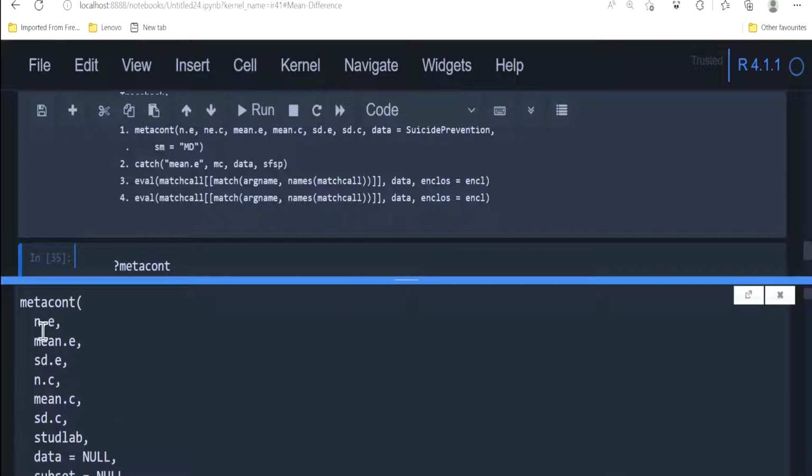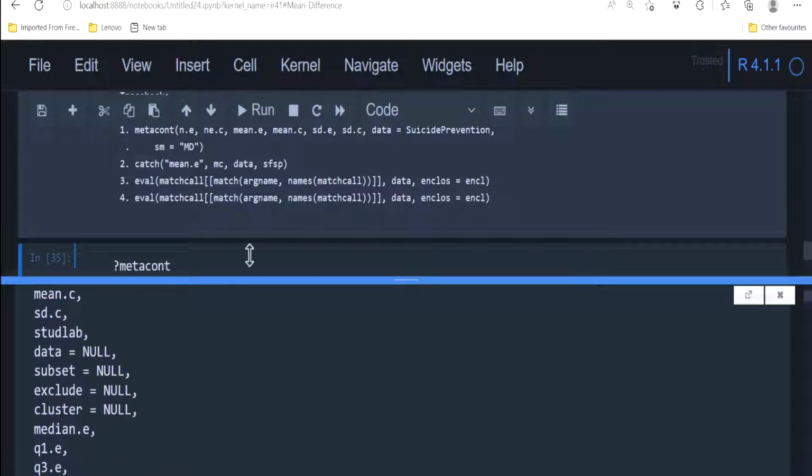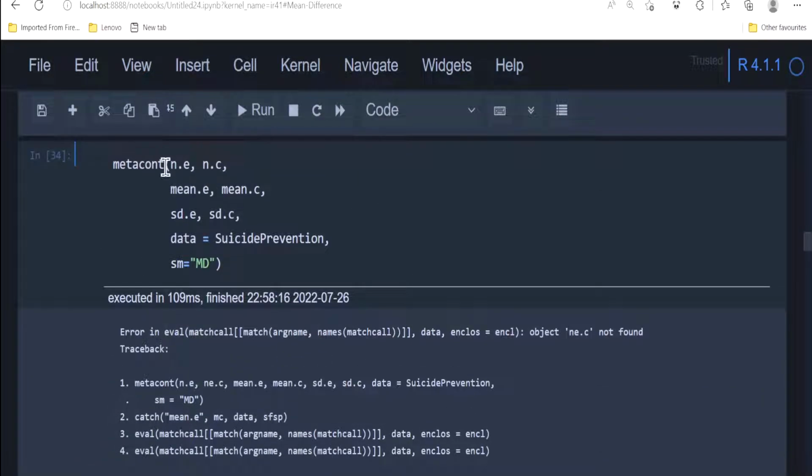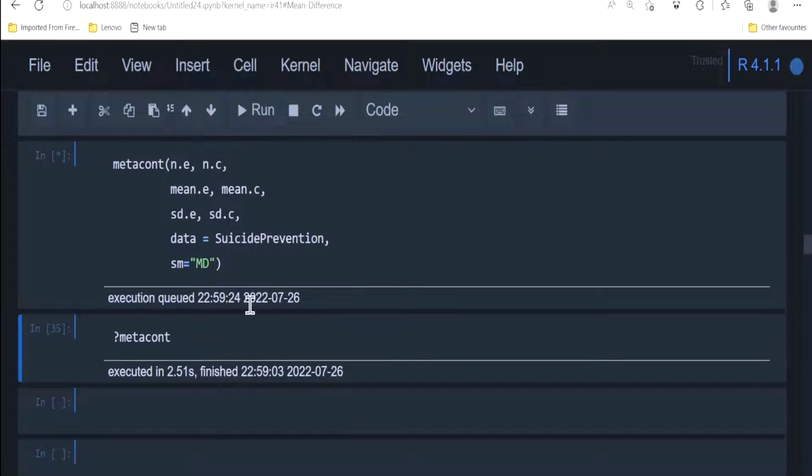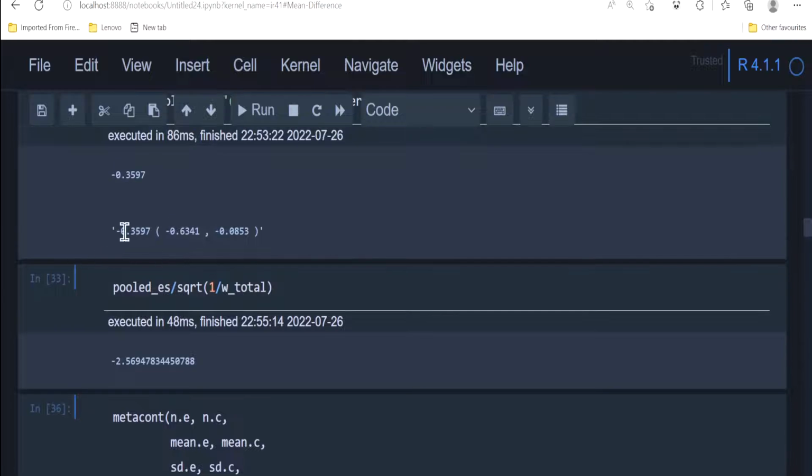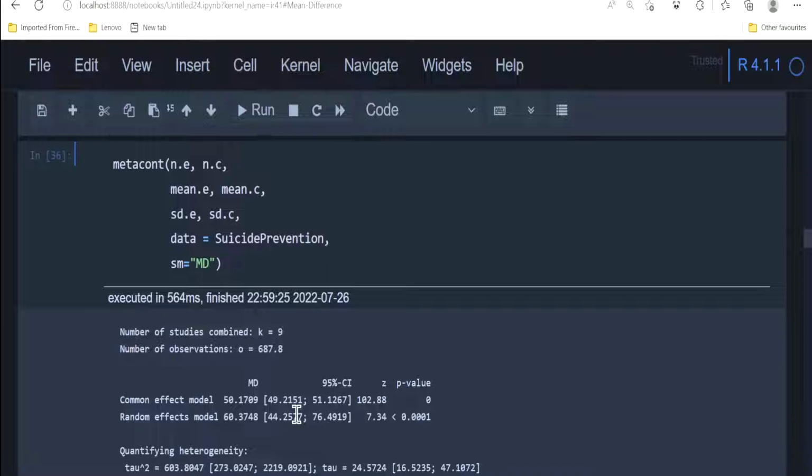Anyway, these are metacont, n.e, mean.e, sd.e. Maybe you can put it this way: n.e equals NE, or n.c equals NC. But let me just run it and then check how it works. Okay, let me see my confidence intervals, and my effect size was minus 0.3597, and then this is how I did it.